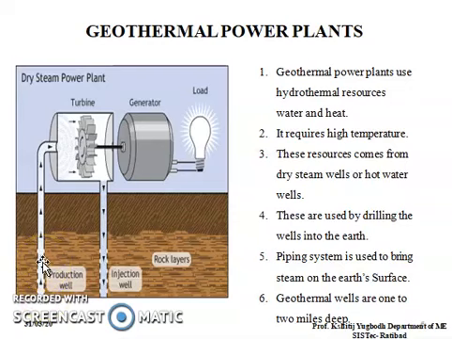The geothermal wells are 1 to 2 miles deep. While we are taking the hot steam out from this piping system, it comes out from the inner part of the earth and we use this steam to run the turbine. When this turbine runs, it is attached to the generator, and the generator is used to convert the mechanical energy into electrical energy.